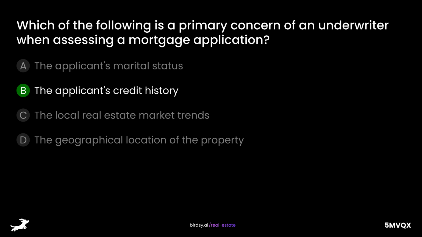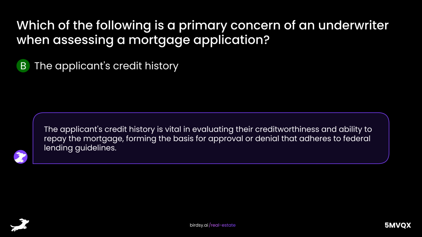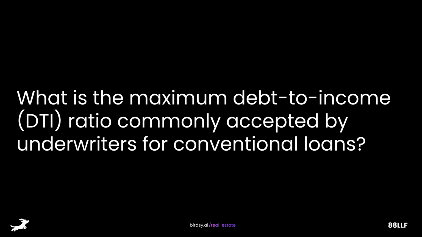The answer is B. The applicant's credit history. The applicant's credit history is vital in evaluating their creditworthiness and ability to repay the mortgage, forming the basis for approval or denial that adheres to federal lending guidelines. What is the maximum debt-to-income ratio commonly accepted by underwriters for conventional loans?